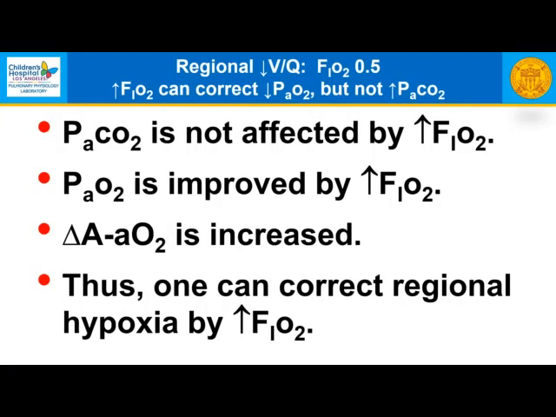So for regional decreased VQ, breathing supplemental oxygen at 50%, an increase in FiO2 can correct arterial PO2, but not increased PCO2. So PCO2 is not affected by increased FiO2. Arterial PO2 is improved by FiO2. The AaO2 gradient is increased even more. Thus, one can correct regional hypoxia by increasing the FiO2, but the reason is that the increased FiO2 is also going to the decreased VQ region.